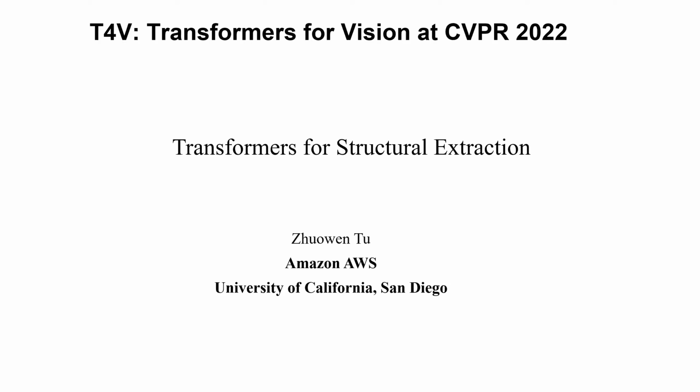And so now with us, we have Joanne Tu from Amazon AWS AI and also from UCSD. Joanne has done some really great work in a number of areas, which includes tracking, detection, structure prediction, and most recently also on vision transformers. He's a recipient of the David Marr Prize Award in 2003 and also a recipient of the David Marr Prize Honorable Mention Award in 2015. And today he will give a talk on transformers for structural extraction. So please help me welcome Joanne.